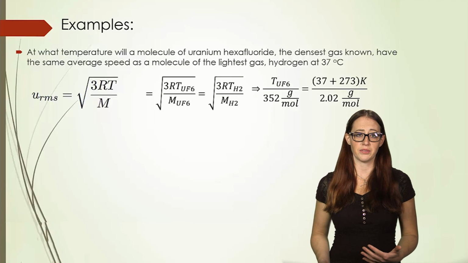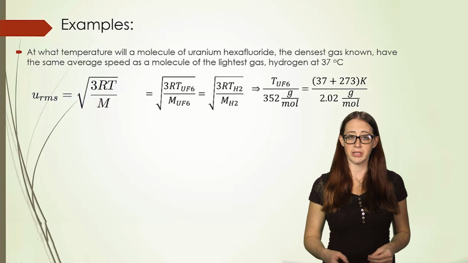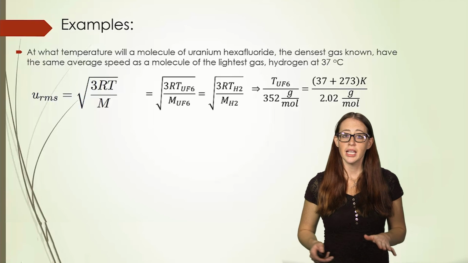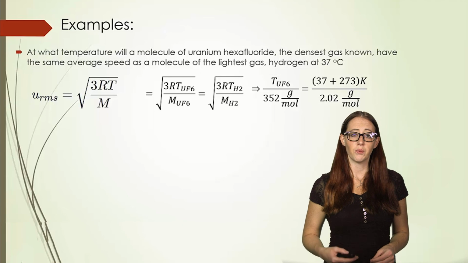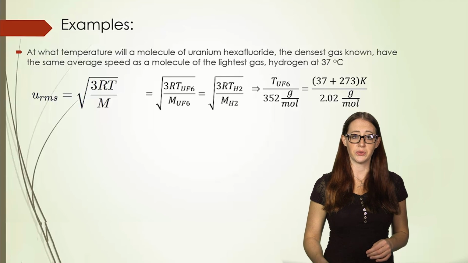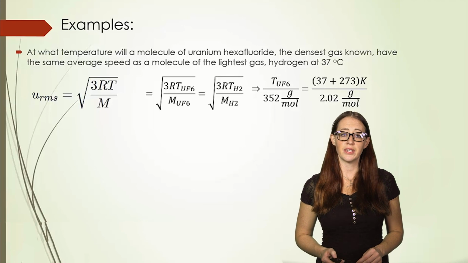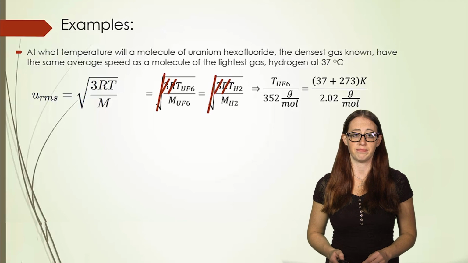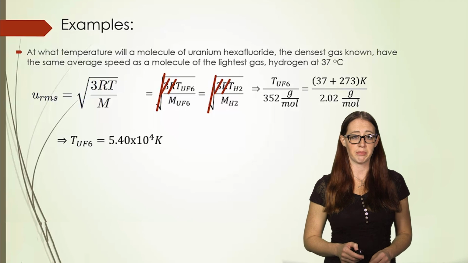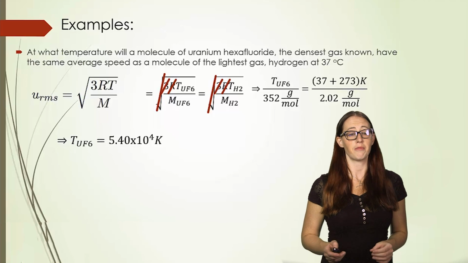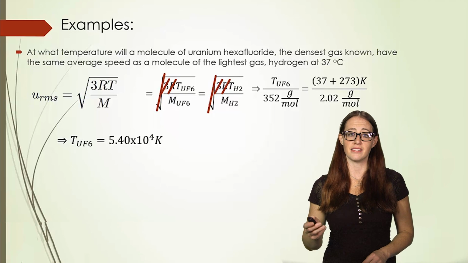We can then fill in our values. From here, we use our periodic table to get our grams per mole. In this case, because our R's canceled and we're not using R, we are actually able to go ahead and use our grams per mole as is. We don't have to convert to kilograms. And then we can convert to Kelvin and fill in. In this case, we now have our temperature of our UF6 must be 5.40 times 10 to the 4th Kelvin in order to be the same speed as hydrogen.